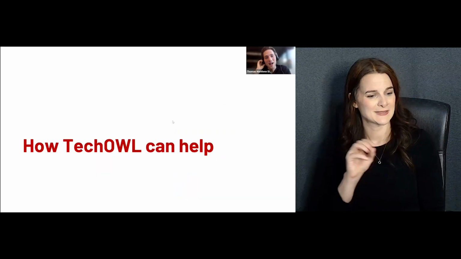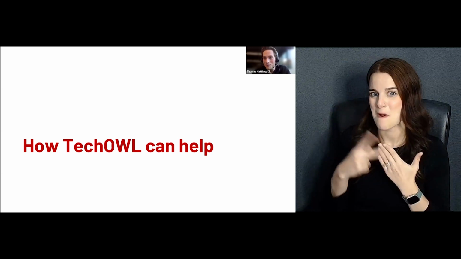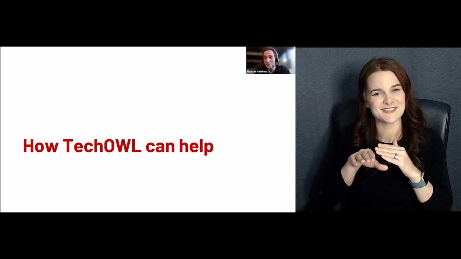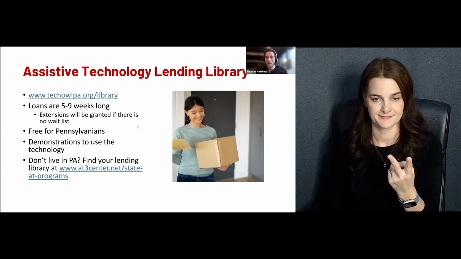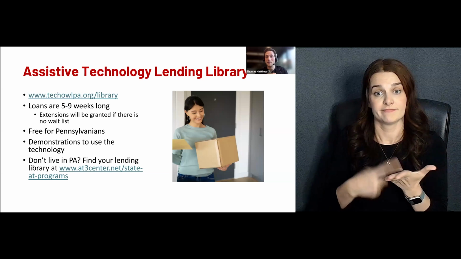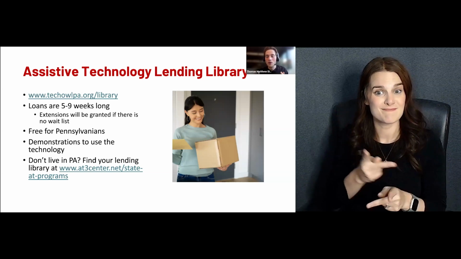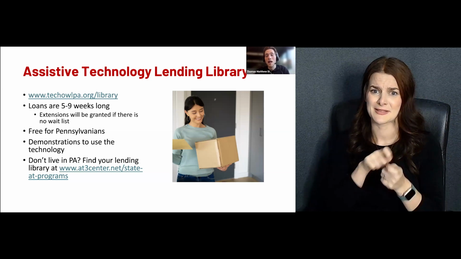Awesome. So now we're going to end off this conversation talking about Tech Owl programs, how they can help you, specifically around getting access to a phone or a tablet. So the first program that I want to highlight from Tech Owl is our Assistive Technology Lending Library. This is a place where you can borrow equipment to see if it works for you. Specifically, we have a lot of iPads.